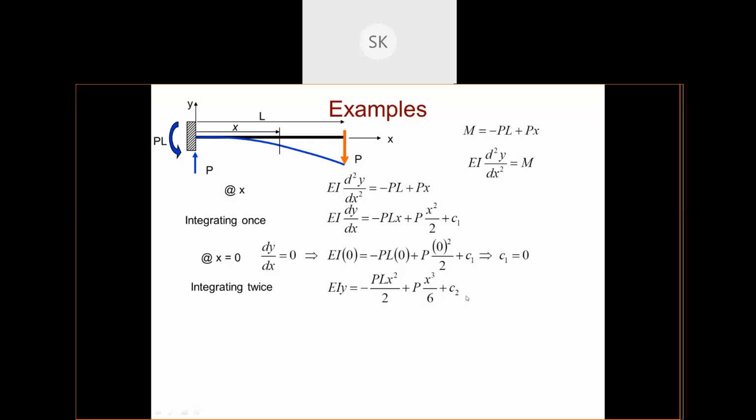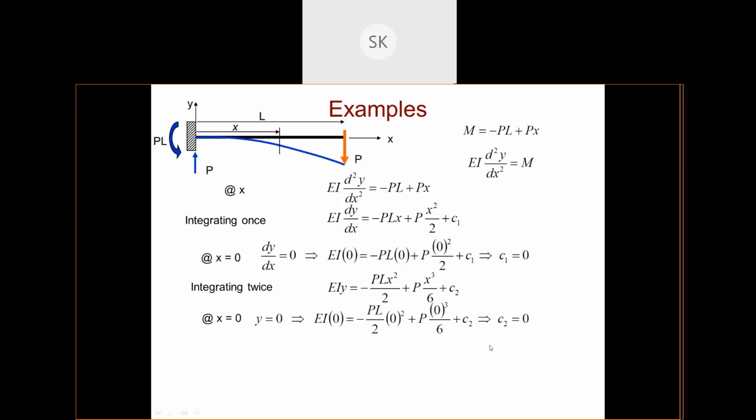Now again you have to apply boundary condition to find out the value of c2. So again at x equals 0, your y is 0, right? We have discussed the boundary condition that at A, that is at x equals 0, your slope is 0 and deflection is also 0. Slope is represented by dy by dx, which is 0, and deflection is represented by y, which is also 0. So I have applied this boundary condition in this equation. I have placed x equals 0 in all the equations and I got c2 equals 0. So now my deflection equation becomes minus PLx square by 2 plus Px cube by 3 over 6. Okay, this is my deflection equation.